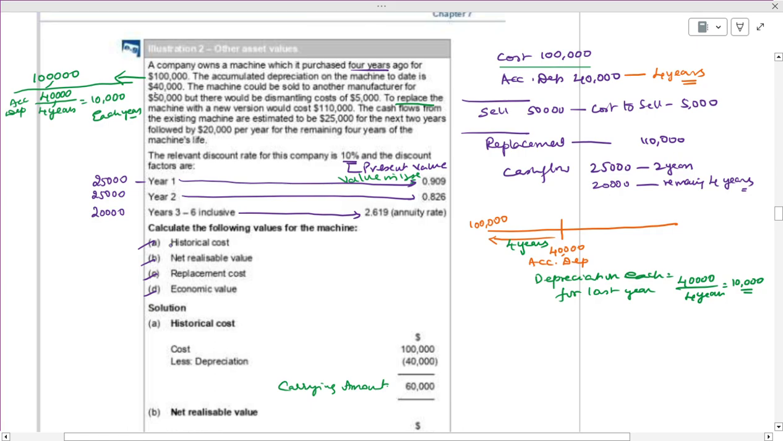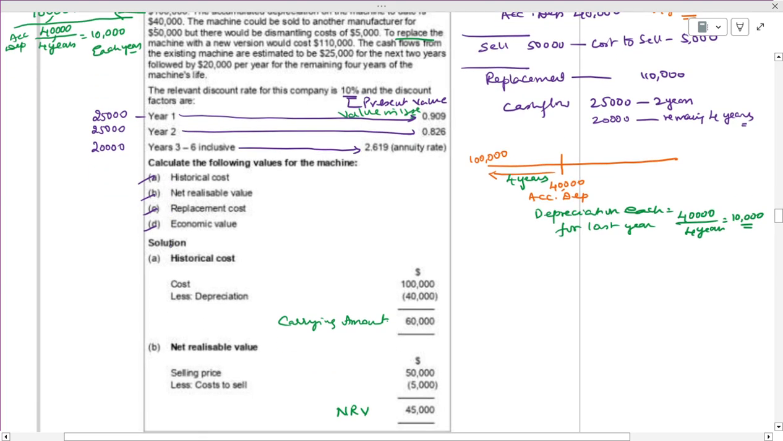Now, you will ask me, is it right? Year 1, year 2 and year 3 to 6, which means 3, 4, 5, 6. 3 to 6 years means how many years total? Okay, fine. 3 to 6, is it right?